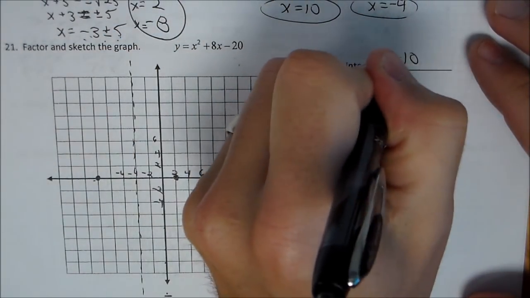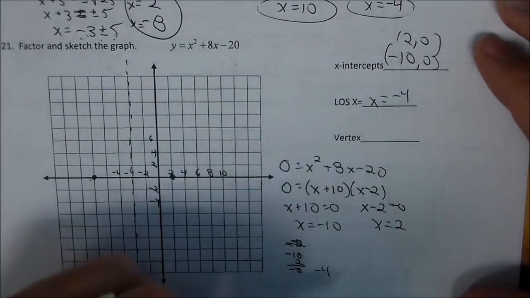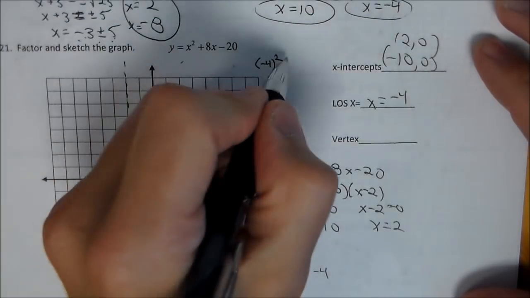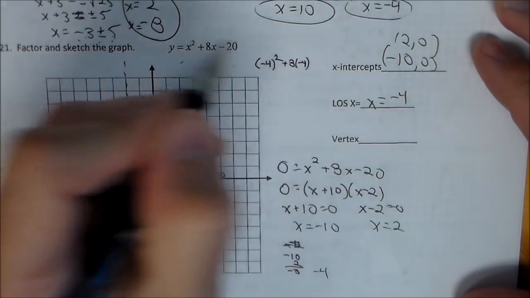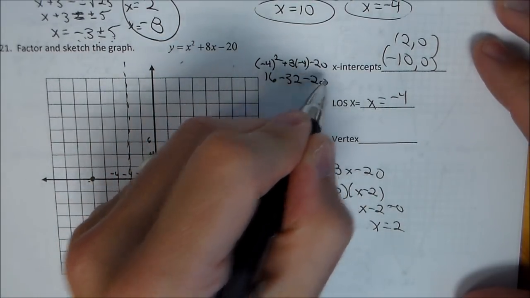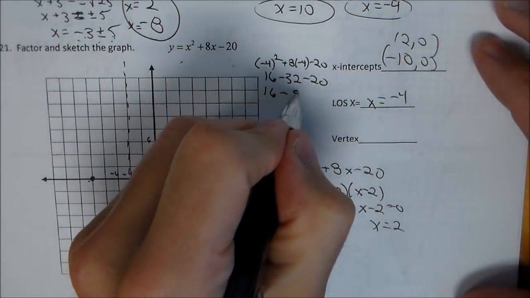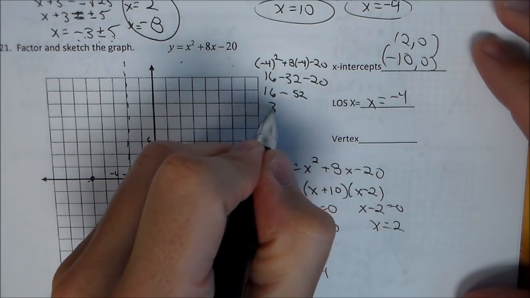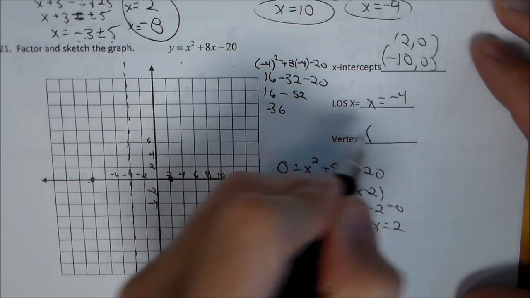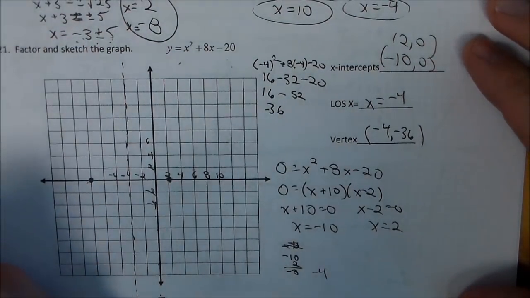Intercepts are negative 10 and 2. So now we need the vertex. So I'm going to take negative 4, substitute it in. We get negative 4 squared plus 8 times negative 4 minus 20. 16 minus 32 minus 20. That's 16 minus 52. So that would be negative 36 is our vertex. So it's negative 4, negative 36. Should be way down here.